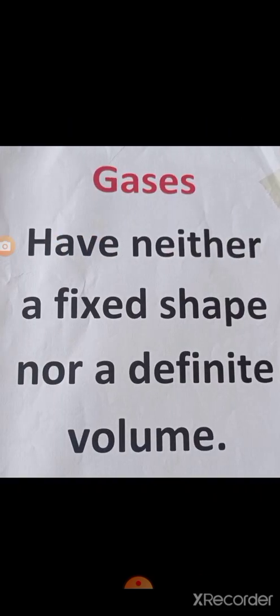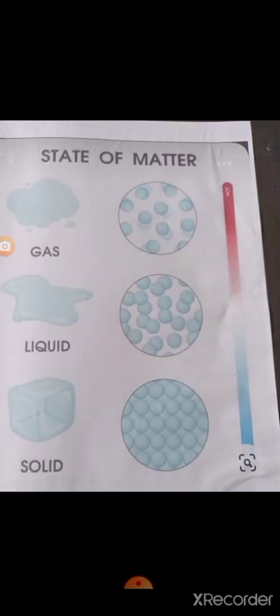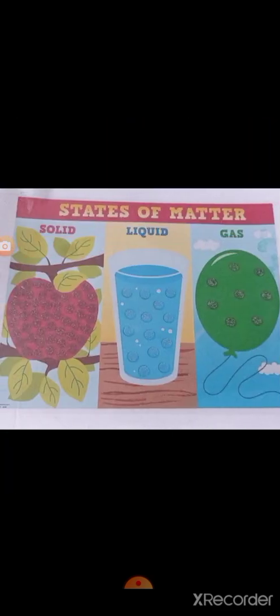They have neither a fixed shape nor a definite volume. See, according to the definition of these solid, liquid, and gases, the arrangement of the tiny particles is this. Now look at the states of matter. Solid, like you are seeing the shape of an apple. So apple is solid and the tiny particles are fixed. They have a very much greater force of attraction between them. The apple has a definite shape.